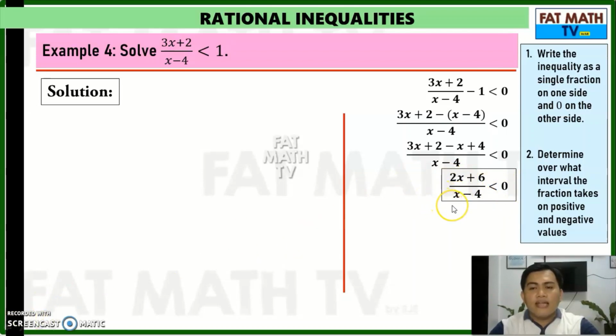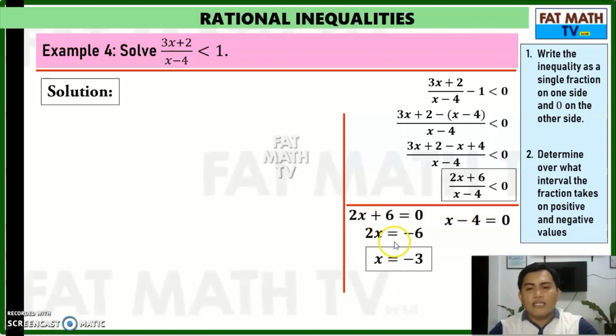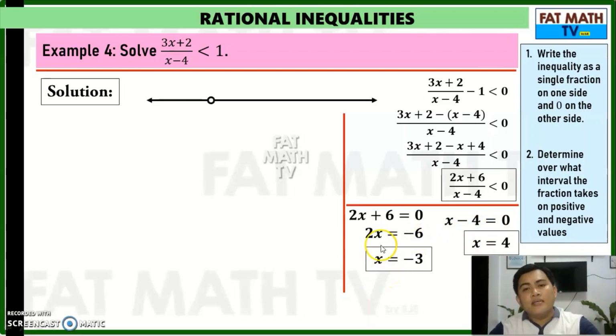So we can already identify the critical numbers. These are numbers that will make our rational expression here 0 or undefined. So we will have 2x plus 6 equals 0 and x minus 4 equals 0. Let's solve each of them. 2x will be negative 6 here. And then dividing both sides by 2, we will have x equals negative 3. And for this one, x equals 4. So arrange them on the number line. So we have negative 3 on the left and 4 on the right.